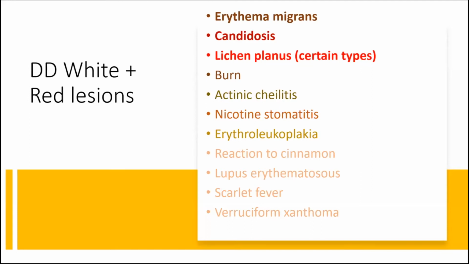Certain types of lichen planus, erosive or atrophic or ulcerative type. Burns can be white and red, as can actinic cheilitis and nicotine stomatitis. If the orifices of the minor salivary glands are quite prominent, that would appear as white and red rather than just as a white lesion. Erythroleukoplakia, reaction to cinnamon, again a contact stomatitis, lupus erythematosus, scarlet fever, and verruciform xanthoma.